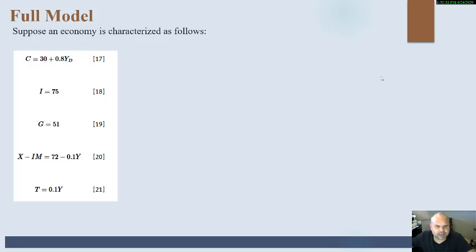Now, in this question, we're going to go through the full model and solve for the equilibrium income. Okay, so here we're given the consumption function, we're given investment, we're given government spending, we're given net exports, and we're given the tax function. So the first thing we need to do is remember that our aggregate expenditures function is equal to C plus I plus G plus X minus M. And then we're going to substitute the information shown here into this expression.